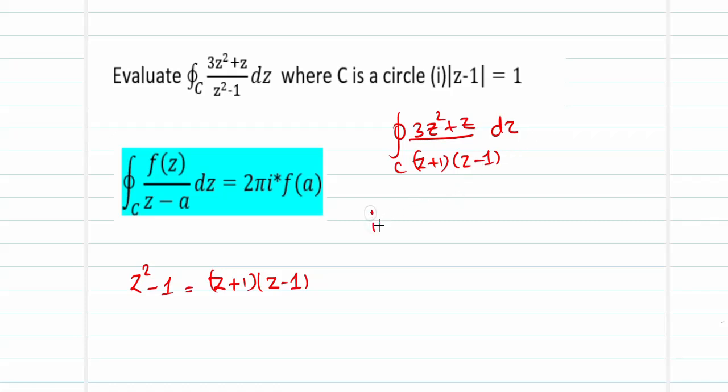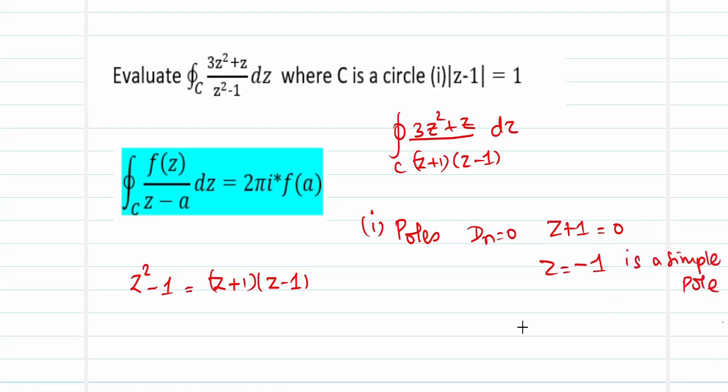Now point number 1 is always to try to get the singularities or the poles, which is given by the denominator equated to 0. z plus 1 equal to 0 gives z is equal to minus 1, power is 1, so this is going to be a simple pole. What is the second thing? z minus 1 equal to 0 gives z is equal to 1. This is also of power 1, therefore this is again a simple pole. So what we have is two simple poles, one with z equal to minus 1, the other one is z equal to plus 1. Point number 1 is over.